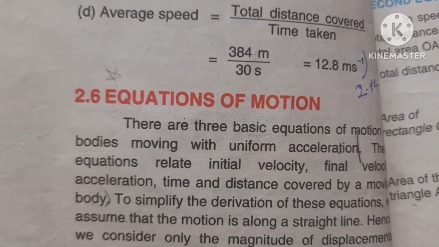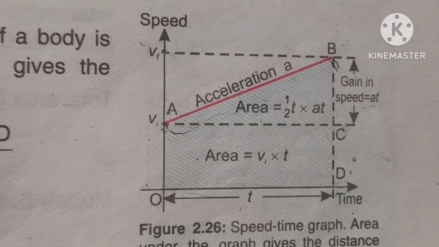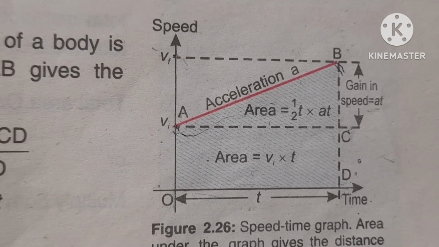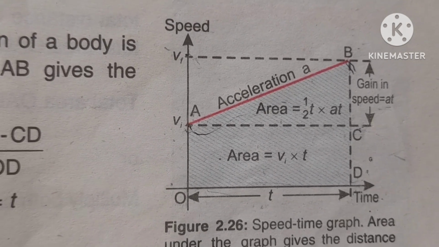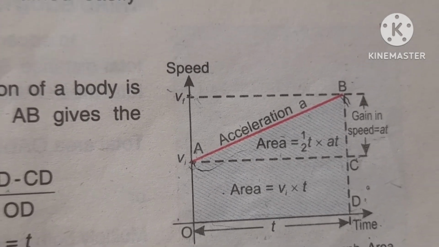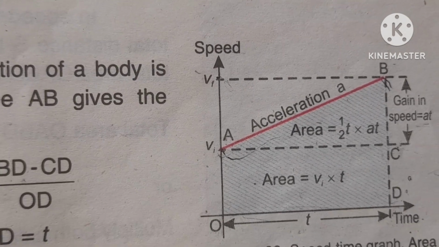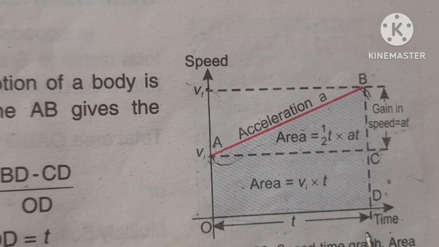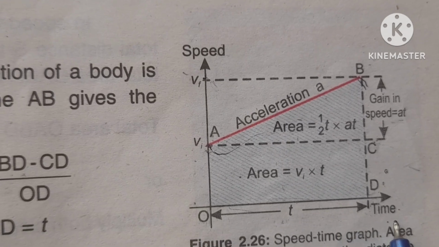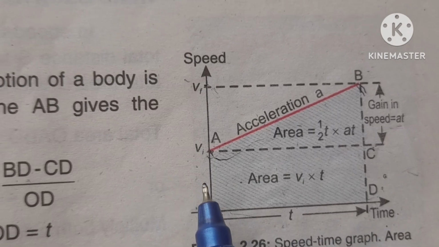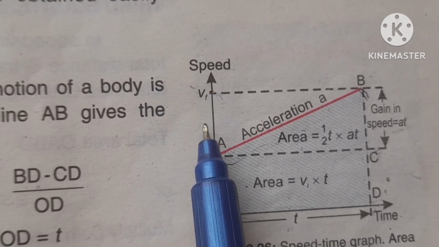Okay students, here is a speed-time graph, and this graph is very important because without it you can't find and calculate the equations of motion. So you must practice this graph, which is the graph between speed and time. As we know, time is the independent quantity, so we take it along the x-axis and the speed along the vertical y-axis.